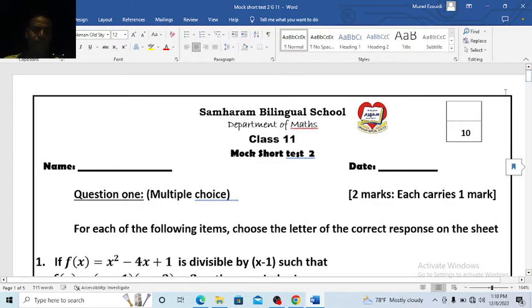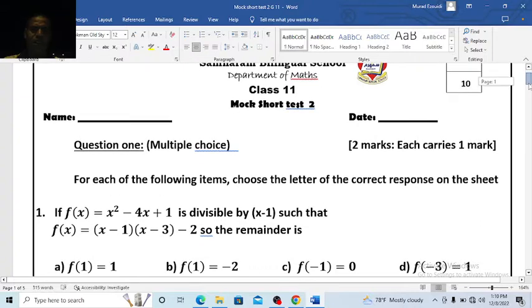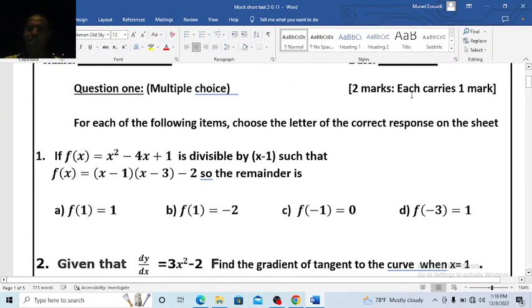So, question number 1, multiple choice, 2 marks, each carries 1 mark. For each of the following items, choose the letter of the correct answer on the sheet. While we do this revision, I prefer that all my learners, boys and girls in our school, put some draft sheets or papers on your desks and take a pen, blue or black, and try to solve, because while I'm solving the question, I will take more than 5-6 minutes explaining.